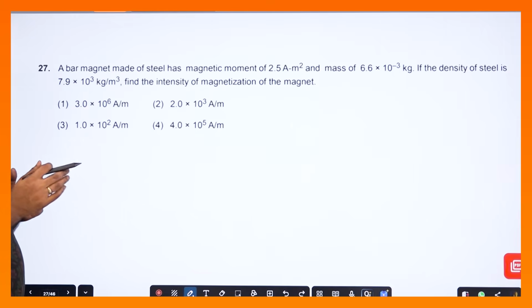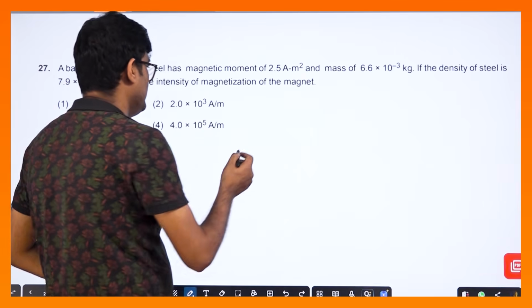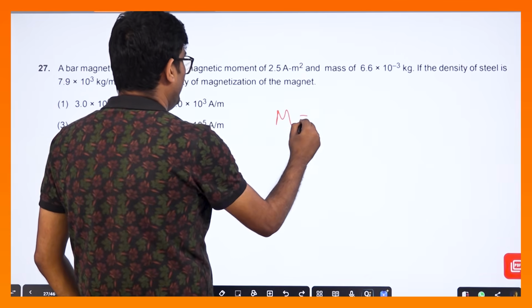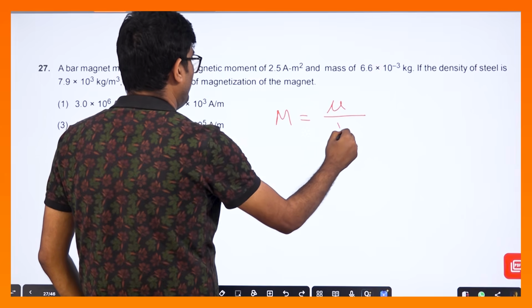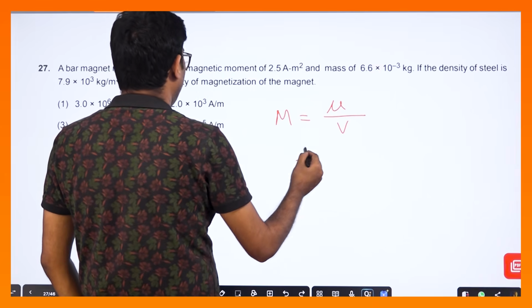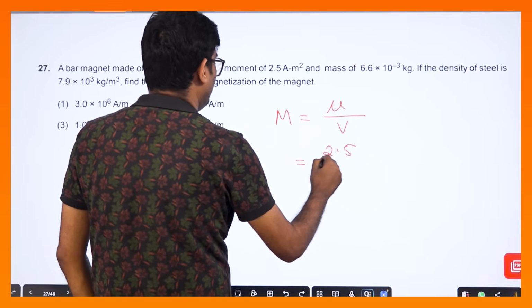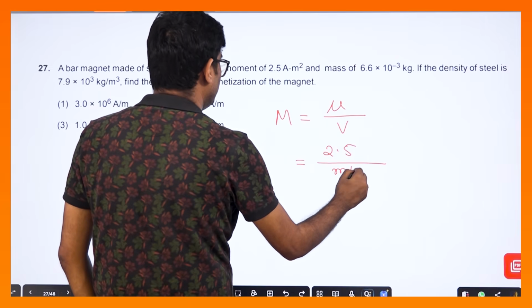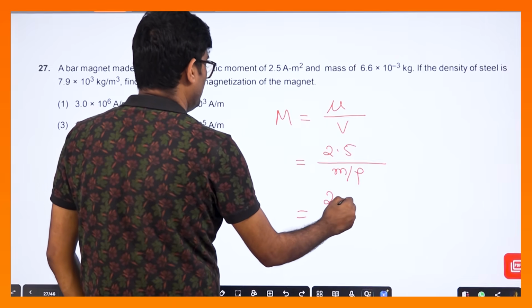A bar magnet made of steel has a magnetic moment and mass. The density of the steel is given. What is the intensity of magnetization? The intensity of magnetization is equal to dipole moment per unit volume, right? The magnetic moment is 2.5 and the volume is equal to mass by density, right? You can get your answer from here.